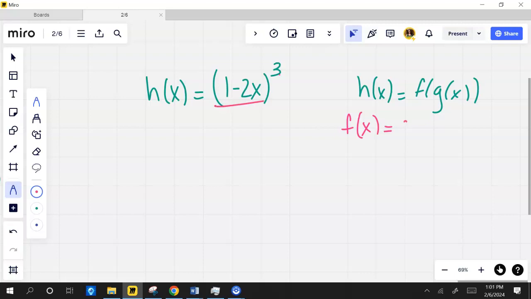Something cubed. What's inside? What did I plug in? What's the g of x? 1 minus 2x. 1 minus 2x. I have almost pushed you to your limit today. I see it written all over your face.